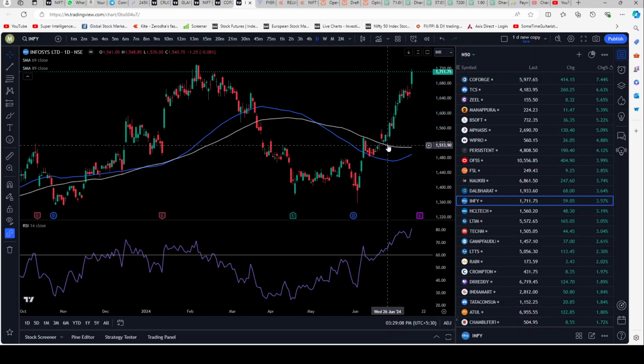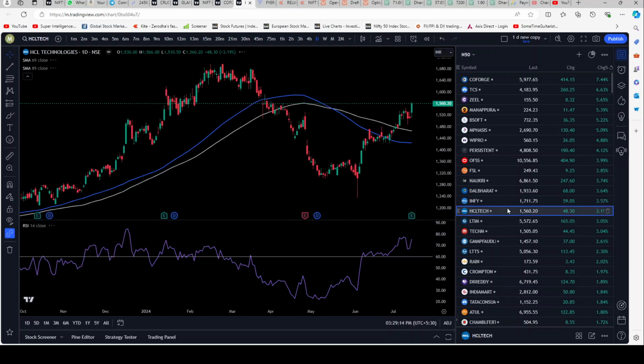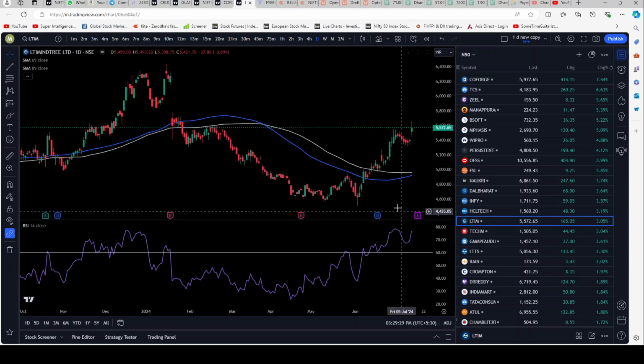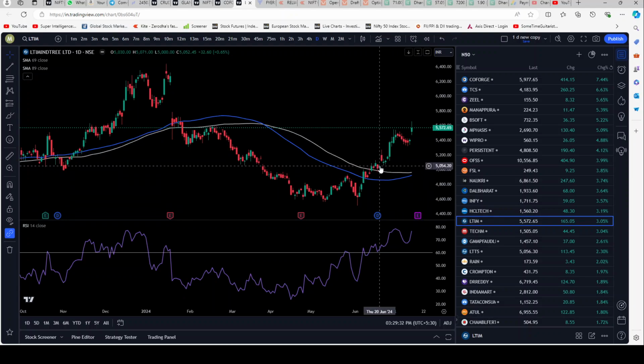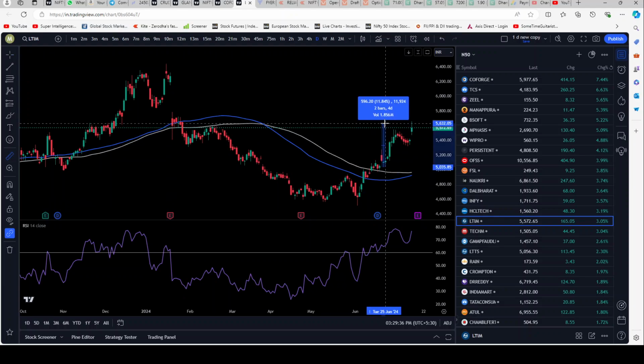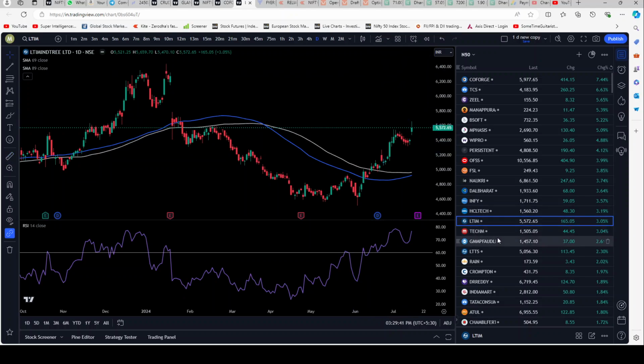So we need to wait for 69 and 89 to be crossed, and the RSI needs to be above 60. Same thing over here. HCL, it has crossed 69, 89 over here. RSI is above 60. This may travel. LTIM, I think that's L&T Mindtree, all right. It breaks out 69 and 89 over here. RSI goes above 60. Boom. It's already about 600 rupees up from that level. So about a 10% return.